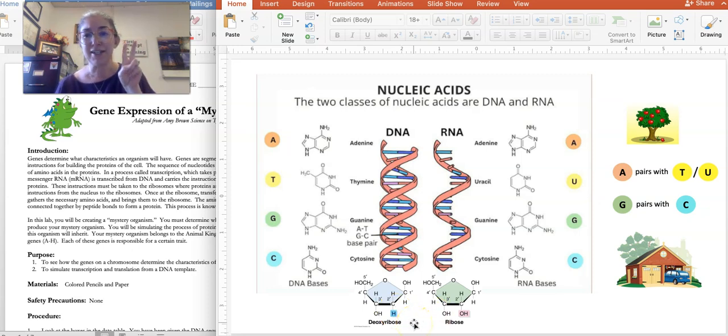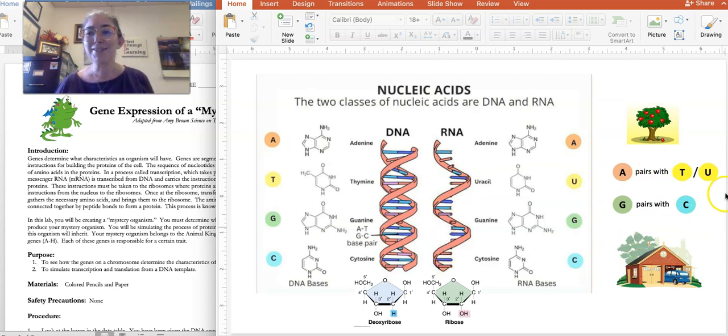Another way that they differ is in their bases. So DNA has A, T, G, and C, while RNA has A, U, G, and C. So the T is DNA only and the U is RNA only. A third difference is in the number of strands. So DNA is usually double-stranded, RNA is usually single-stranded. There are exceptions for both. And then a fourth one could be their location in the cell. So DNA is in the nucleus and RNA is made in the nucleus, but then it gets transported to the cytoplasm.